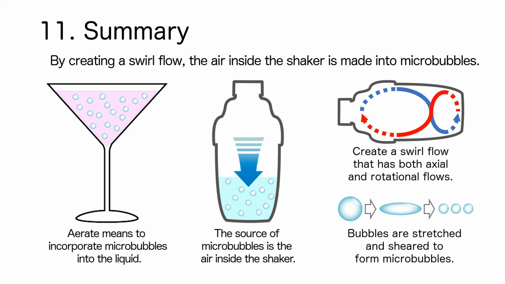In this video, we explained the principle of aerate. We explained with experiments that aerate means taking microbubbles into a liquid. We also explained that the air that generates the microbubbles is the air that is sealed inside the shaker. We also explained that in order to turn the air inside the shaker into microbubbles, it is necessary to generate a swirl flow by shaking, shear the bubbles by the swirl flow, and divide them into fine bubbles.